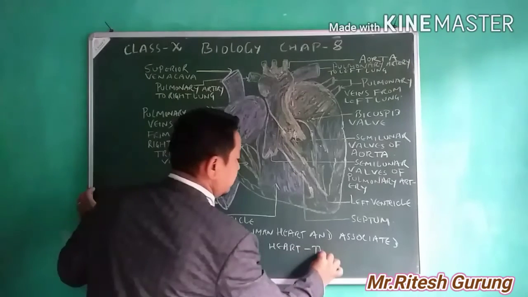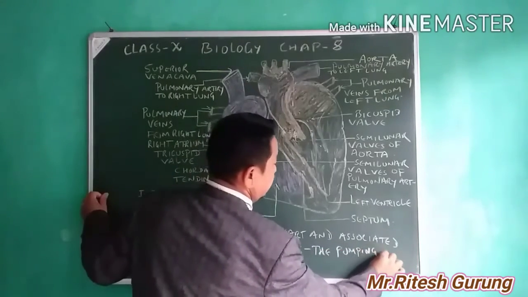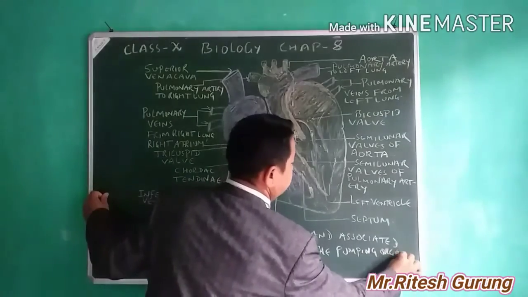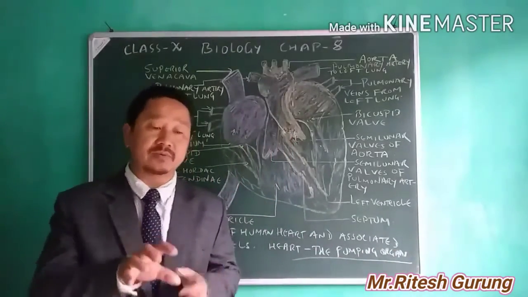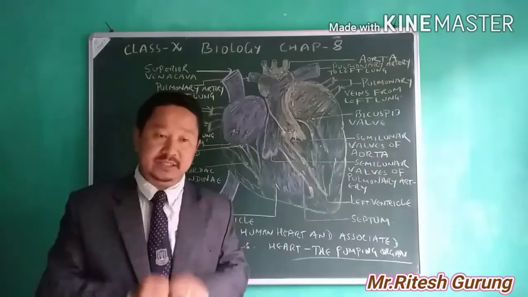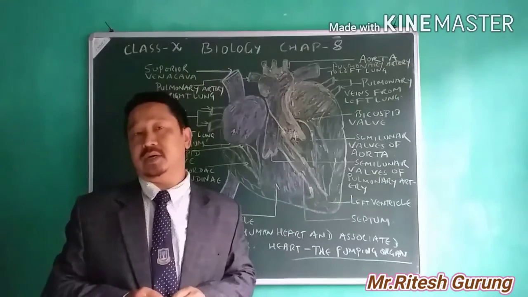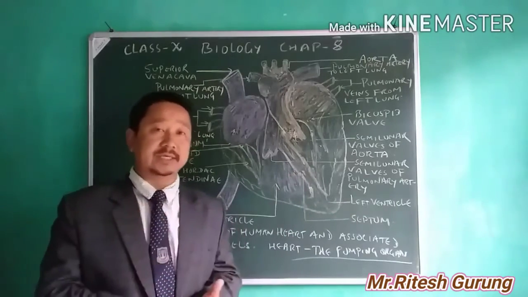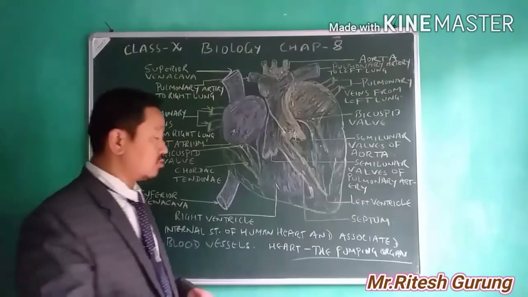The pumping organ, which means the heart is the one which collects the blood and distributes it to different parts of the body. So it is the pumping organ that you find in the circulatory system.